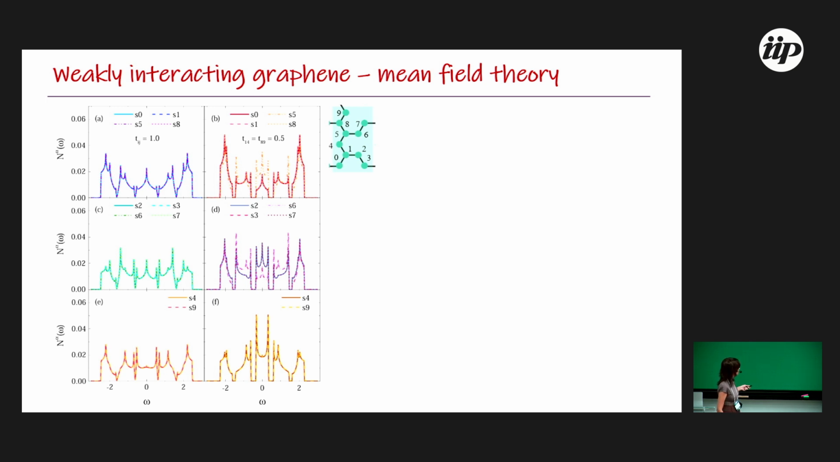I don't want to go into the details, but I only want to mention that, first of all, the local density of states depends on where you are. So it depends on the coordination number of the site. This is not absurdly surprising because you have this anisotropy in your system, so the local density of states will see that. So it's non-uniform.